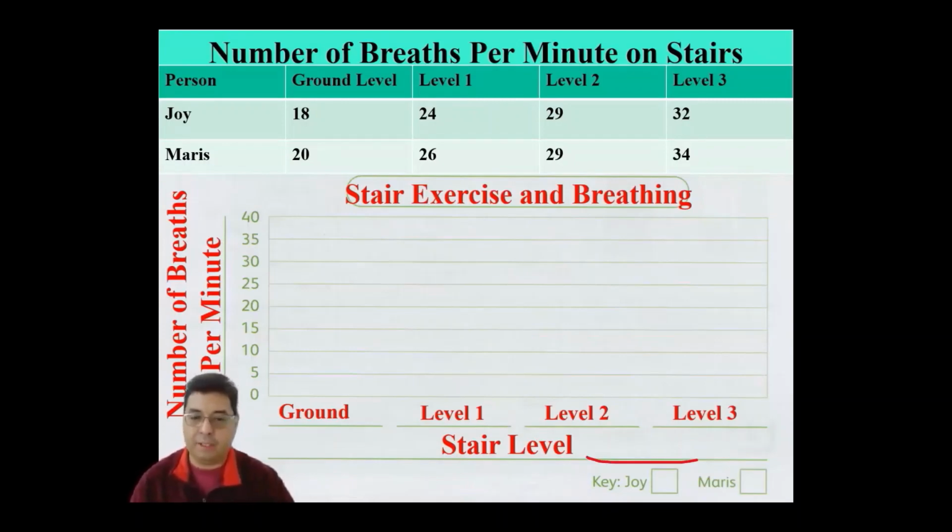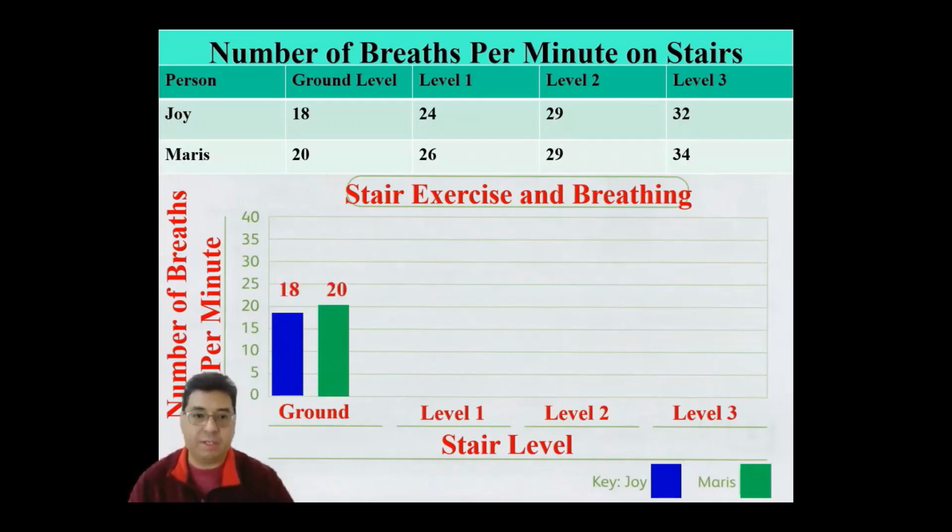So then down here on the key, I've got Joy and Maris. So I'm going to give Joy a color of blue and Maris a color of green, just so it's easier to identify them, okay? So on the ground level here, I'm going to look at the number of breaths that Joy and Maris took. And so this one's Joy, and this one's Maris, and the number is going to be 18 and 20, representing information at the top.